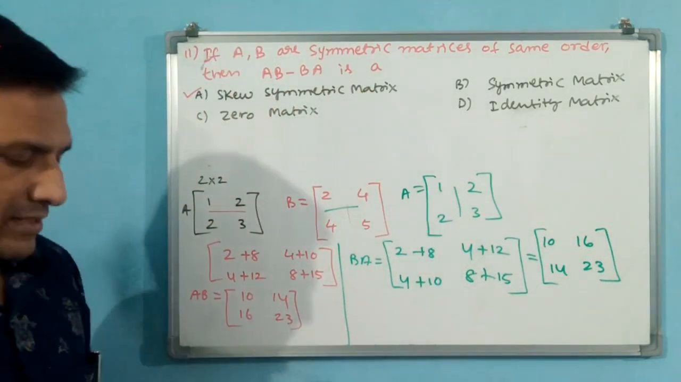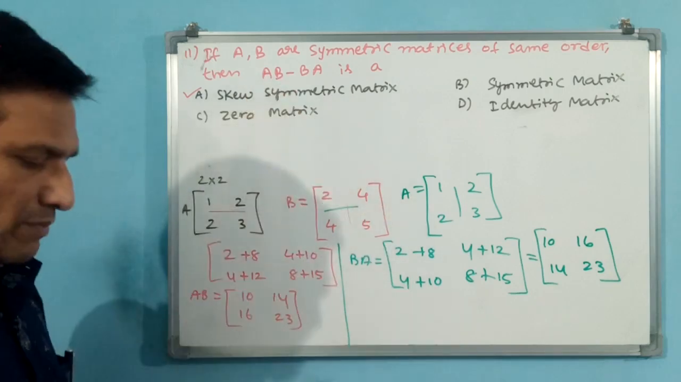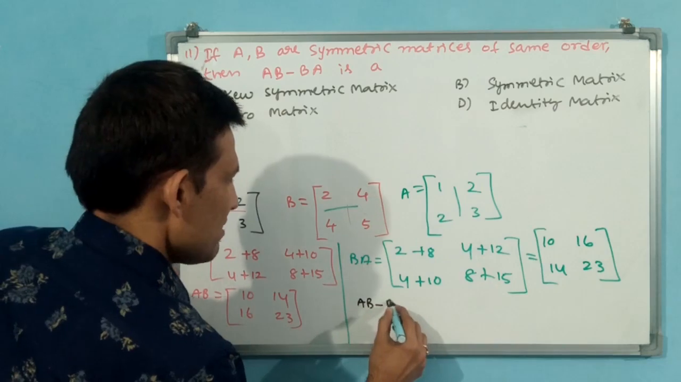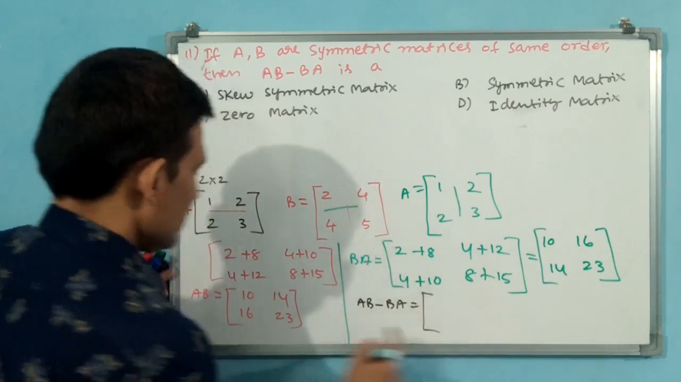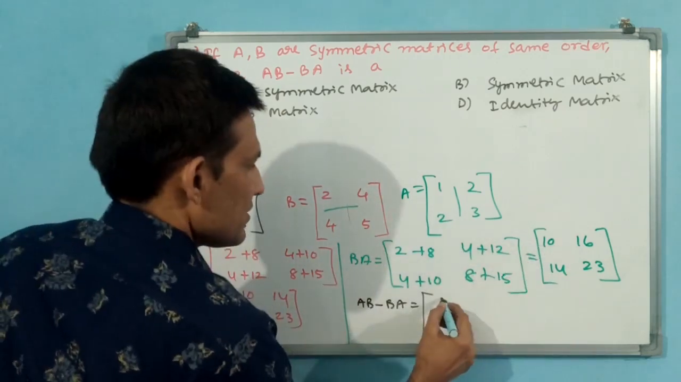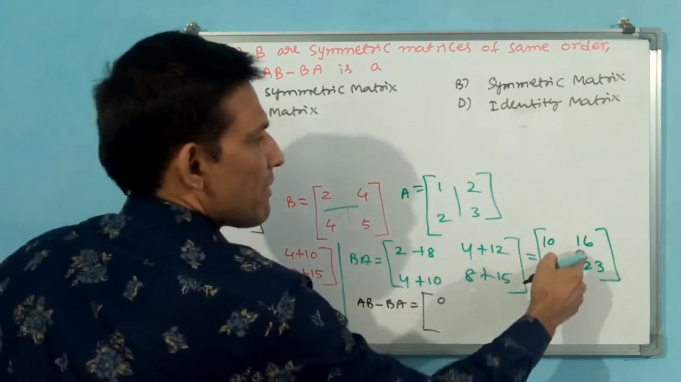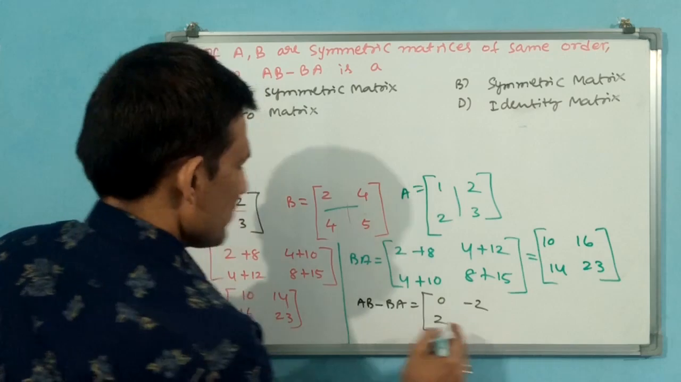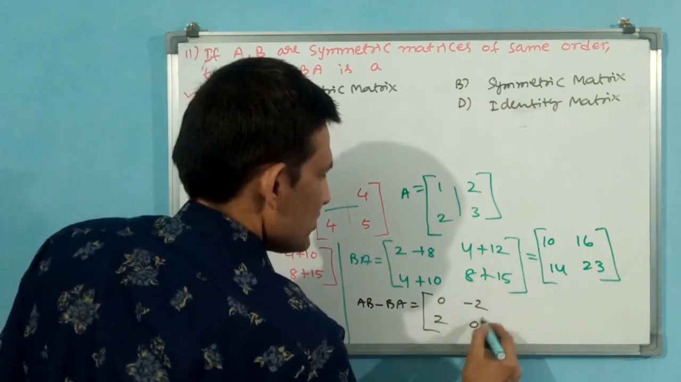Now AB, BA has come. What you have to do? AB minus BA. Let us do it. AB minus BA is equal to, see, 10 minus 10, 0. 14 minus 16, minus 2. 16 minus 14, 2. 23 minus 23, 0.